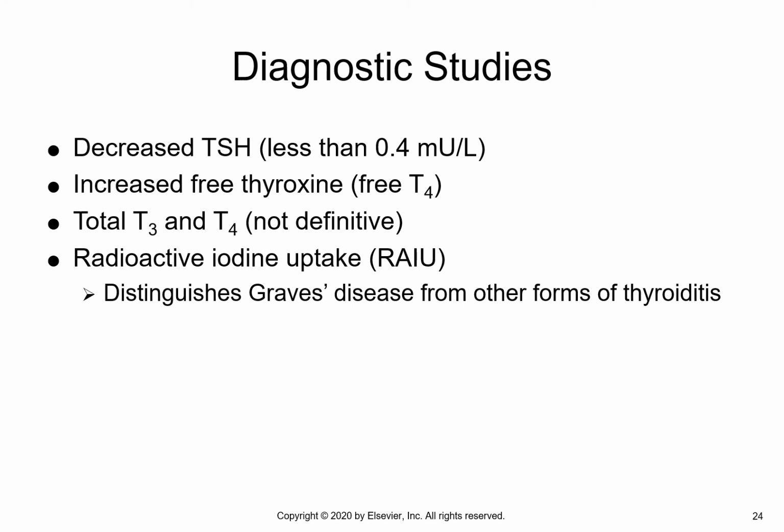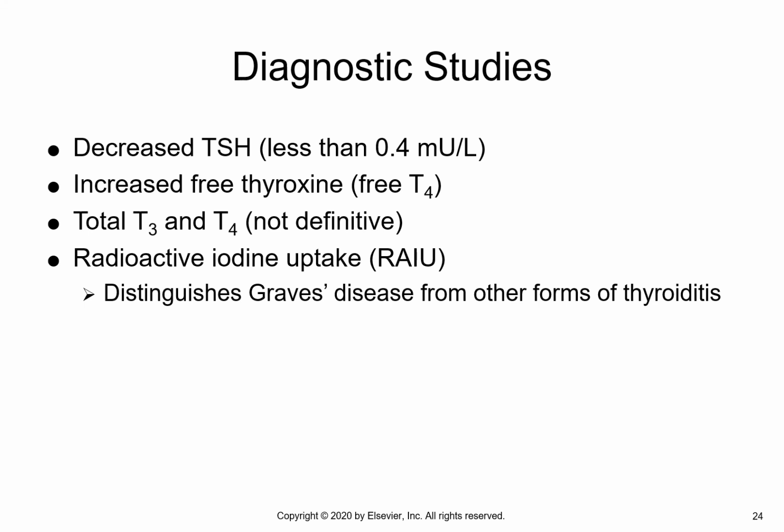Diagnostic studies. The primary laboratory findings used to confirm the diagnosis of hyperthyroidism are low or undetectable TSH levels and an increased free T4. Total T3 and T4 also may be assessed, but they are not as definitive. Total T3 and T4 measure both free and protein-bound hormone levels. The free hormone is the only biologically active form of these hormones.